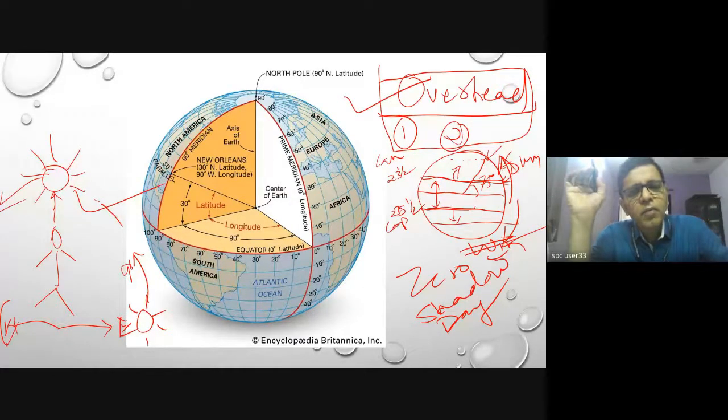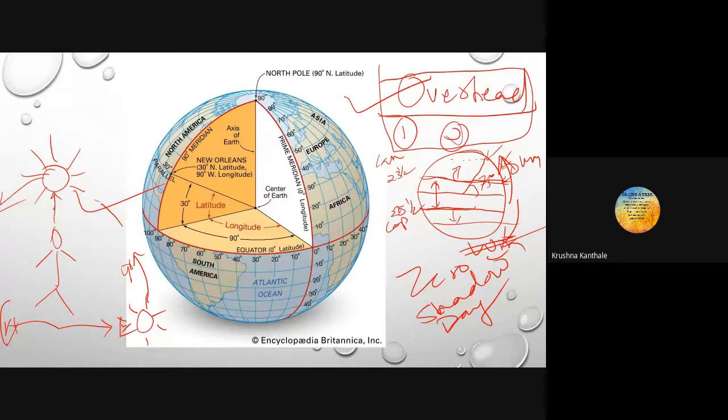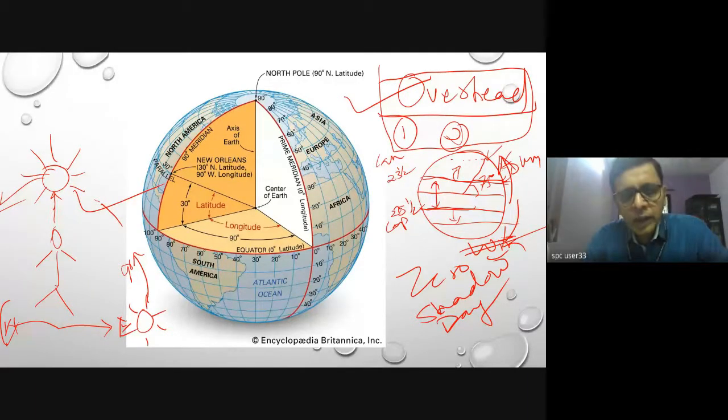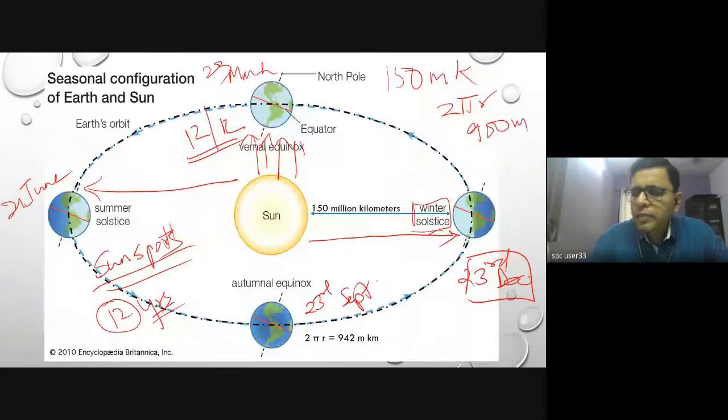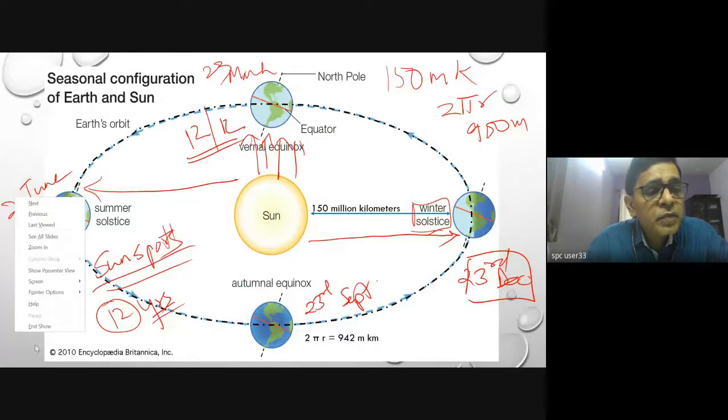Getting it now? Yes, sir, but how does that happen once between 23.5 degrees and twice, as you have written there? Okay, I'll let you know that as well. Now, if we go back to this diagram, and I will just clear it off so that we have no confusion.